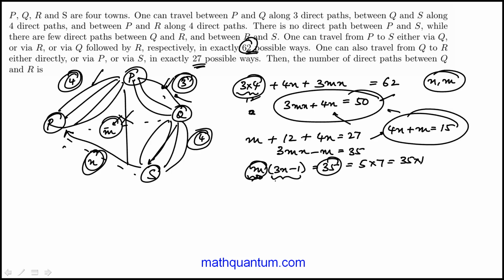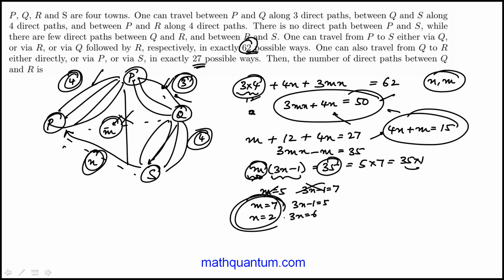If I start with that one, if m is 5 and 3n minus 1 is 7, well, that doesn't work. So we do the other way. m is 7 and 3n minus 1 is 5. That gives me n equal to 2. So that one works. You'll notice that the 35 and 1 combination also does not work. So that's our solution. The question is the number of direct paths between Q and R. They're looking for m, which is 7.